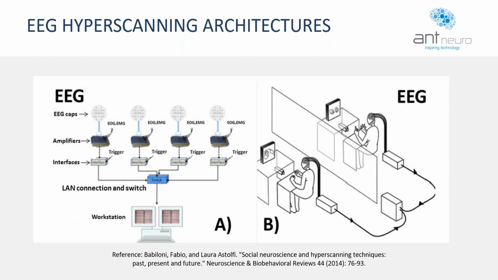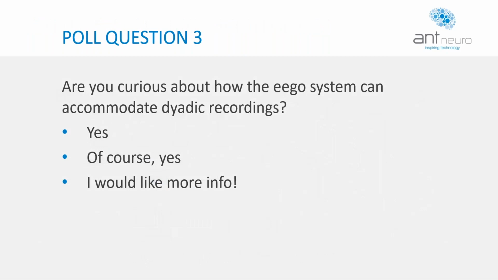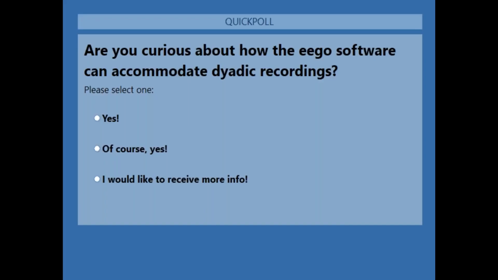This brings me to my poll question number 3, because now, of course, as ANT Neuro, we want to focus a little bit on our range of EEG solutions, so eego. And my next question before I go to the slides is, are you curious about how the ecosystem can accommodate dyadic recordings? And here we've been a little bit smart with the options. So your options are yes, of course, yes, or I would like more info. I think Farnoosh would let me know once the polls are closed, and you have about 30 seconds to respond.